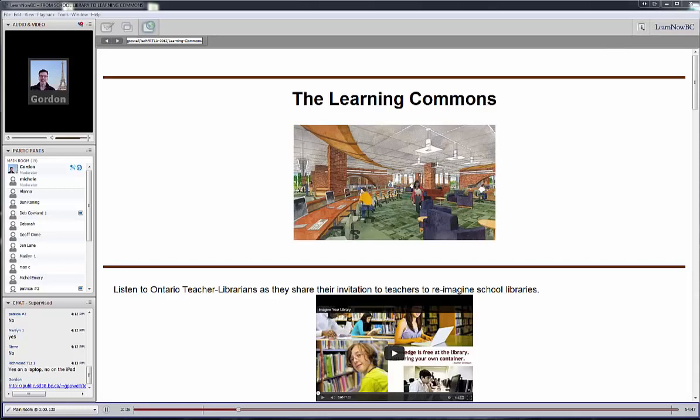But the things that I think we need to talk about are: what does the term Learning Commons mean? Where does that idea come from? Does the origin of the idea have an implication for us working in school libraries? And is this something that we need? Is this something that we want to climb on to?